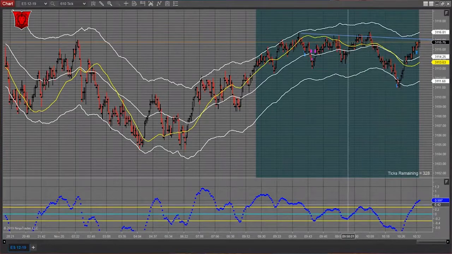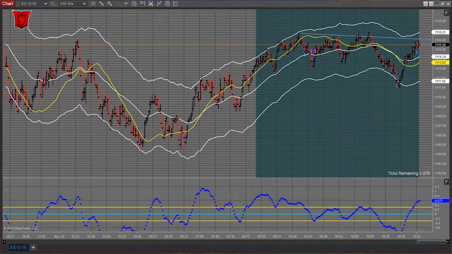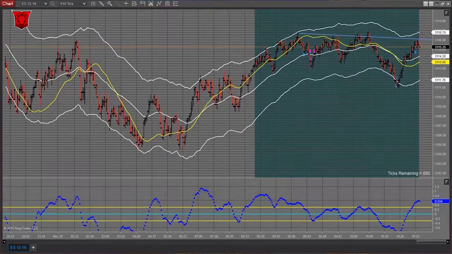Let's see if I can do anything here, at least get some more profit. I'll put this on hold or unmute. Hopefully I can do this by, let me see, 10:45. Let's see. Put it back on mute.